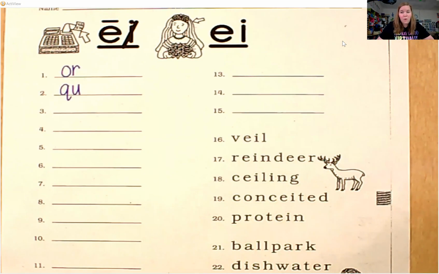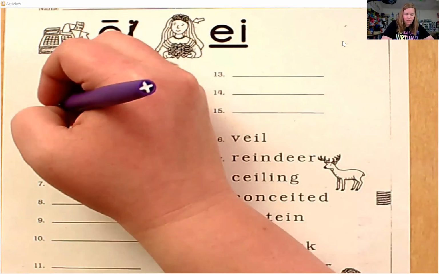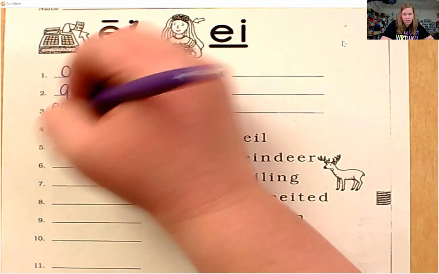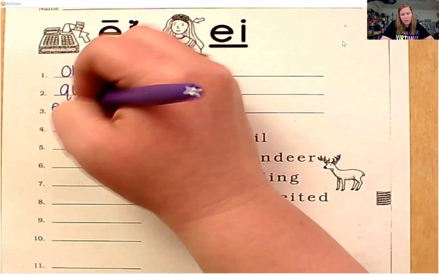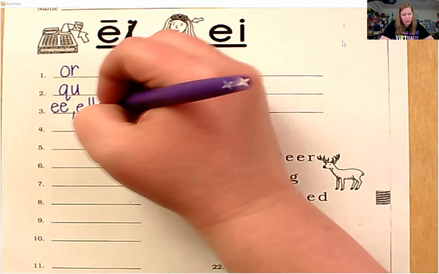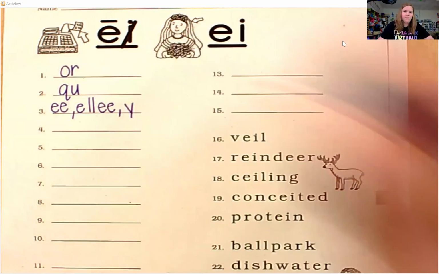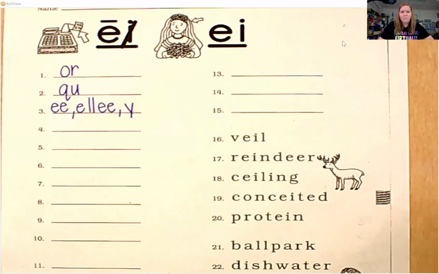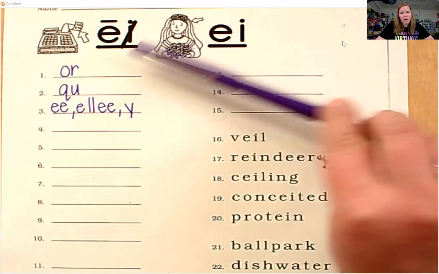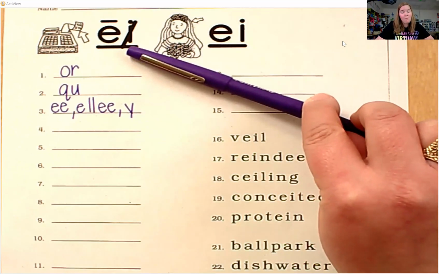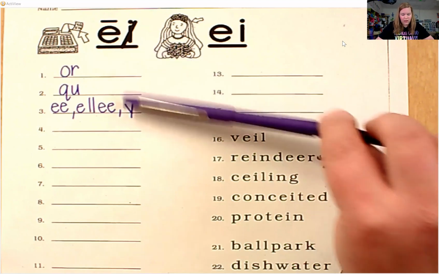Number 3 has 4 different spellings. The sound is E, comma E, final comma Y, E. Today we talked about digraph EI saying E, but it's not very common, so we didn't add it.